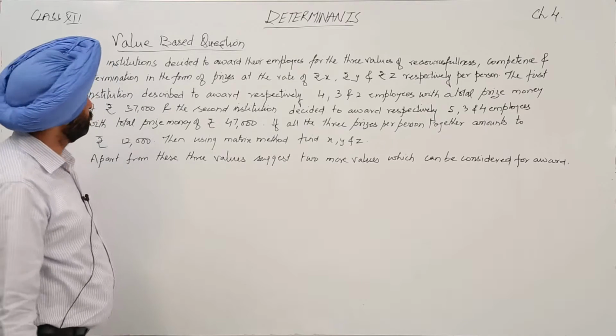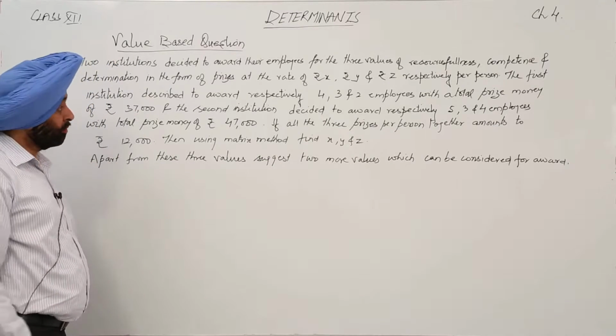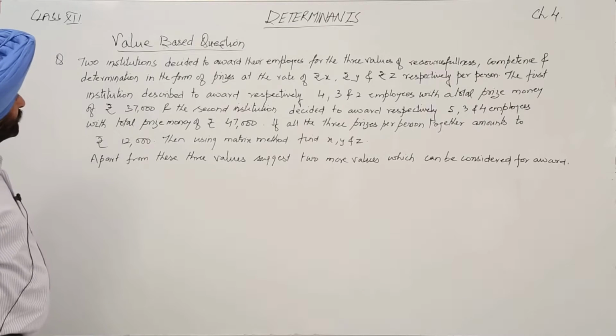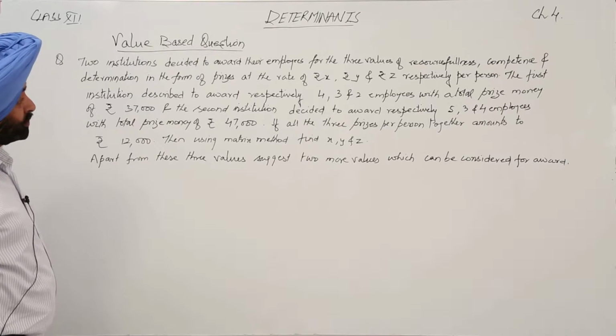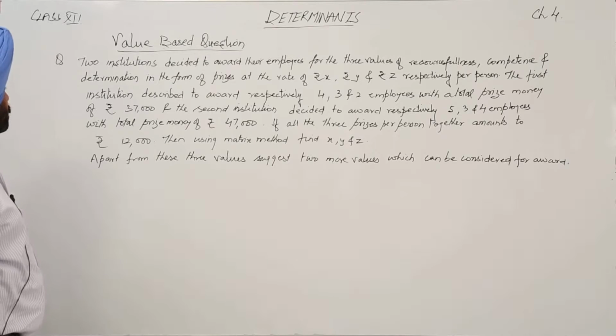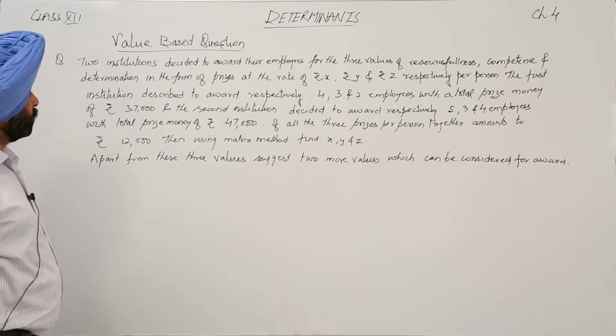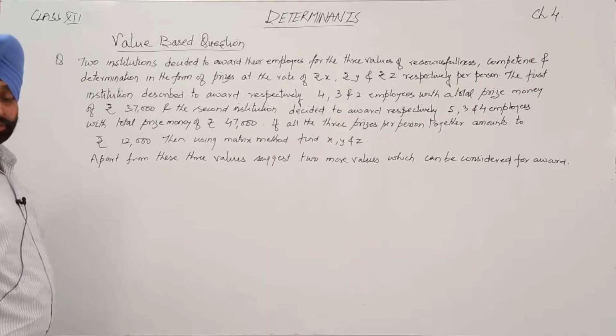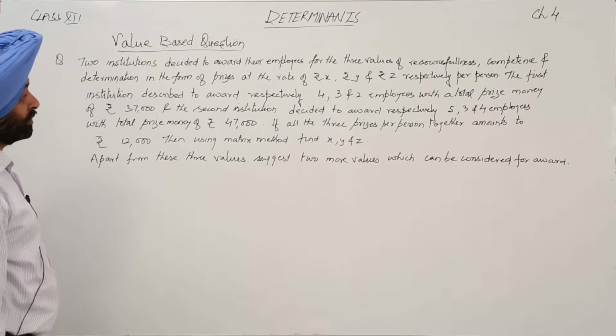Now we are having a value based question. Two institutions decided to award their employees for the values of resourcefulness, competency and determination in the form of prizes at the rate of rupees X, rupees Y and rupees Z respectively per person.